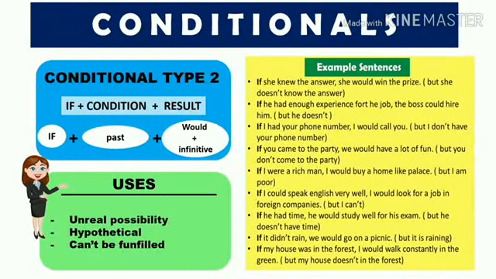For example, if she knew the answer, she would win the prize. Now, she doesn't have the prize because she didn't answer. So, if she knew the answer before, she would win the prize, but she doesn't know the answer. If he had enough experience for the job, the boss could hire him, but he doesn't. If I had your phone number, I would call you.